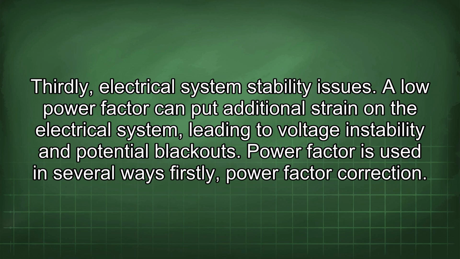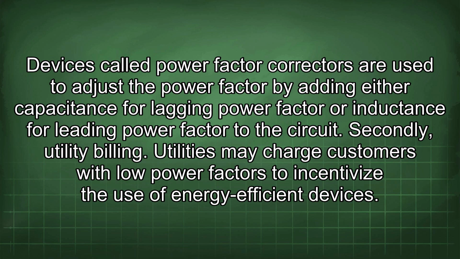Thirdly, electrical system stability issues. A low power factor can put additional strain on the electrical system, leading to voltage instability and potential blackouts. Power factor is used in several ways. Firstly, power factor correction. Devices called power factor correctors are used to adjust the power factor by adding either capacitance for lagging power factor or inductance for leading power factor to the circuit.